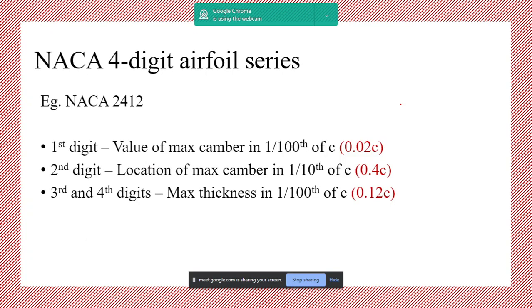Right. So just a recap of the airfoil series, what each digit represents. The first digit represents the maximum camber in 1/100th of C. The second digit represents the location of maximum camber in 1/10th of C. The third and fourth digits give you the maximum thickness in 1/100th of C, which is what we used to calculate for this previous question.